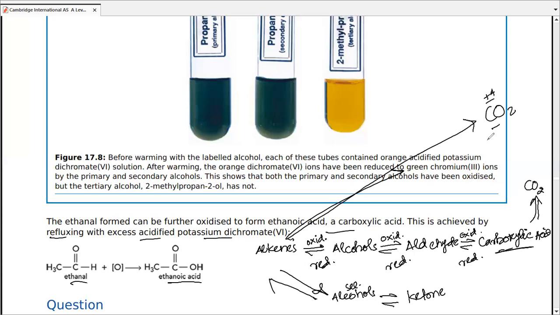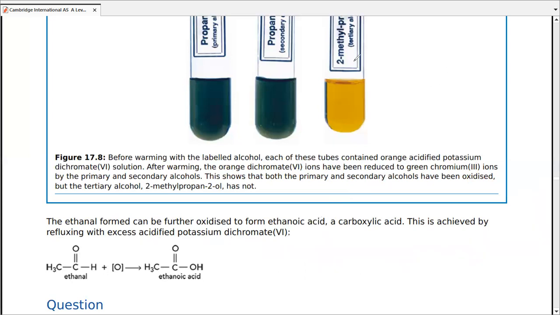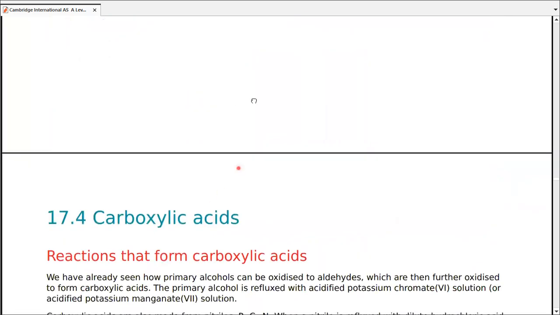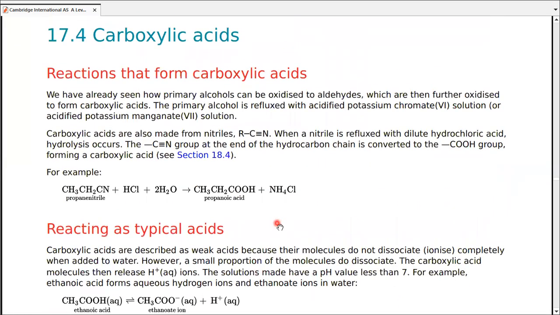I hope I make sense when I say this. Well, even if I don't make sense with the reduction reactions, don't worry, we haven't studied them yet, and we'll study them a little later in chapter 18. Moving on, carboxylic acid.